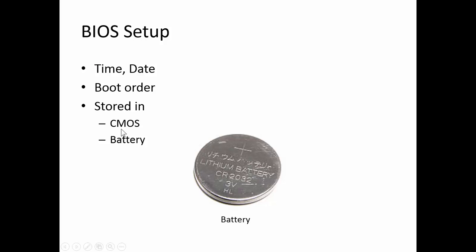All that information is stored in CMOS, which stands for Complementary Metal Oxide Semiconductor, and thank goodness you don't need to know that for the exam. CMOS is simply a piece of RAM that is maintained by a battery which is about the size of a quarter, and the battery is located on the motherboard. If you find that the computer is losing its date and its time, it could be that you have a bad battery.